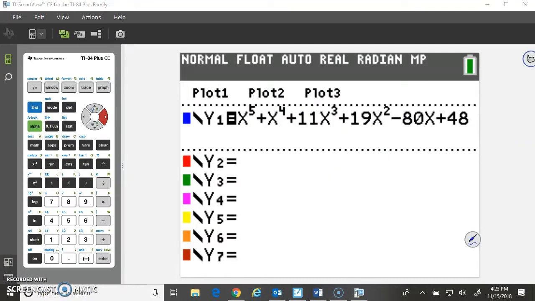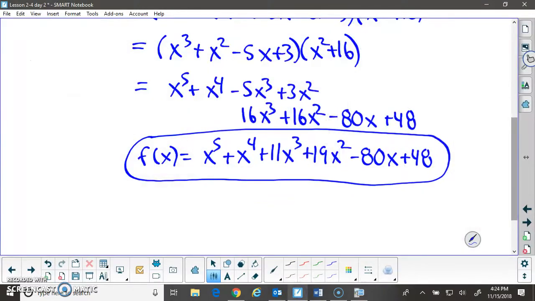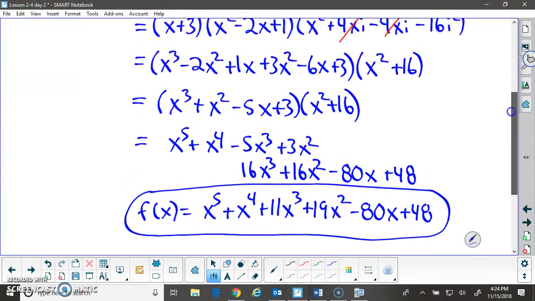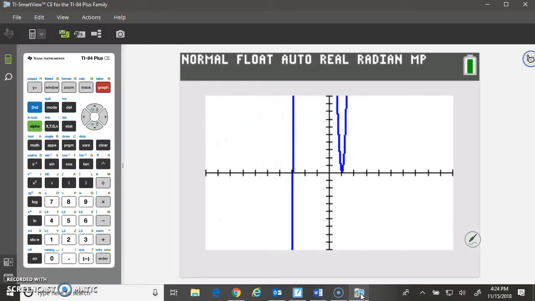Take my result, and if I try to graph it, I get a graph that looks like this. And you can see that we can't see all of the interesting part, but we can see that it crosses at -3, and then it touches at +1. And that lets us know that we did all this algebra right, because the original problem said we'd have a 0 at -3 and a 0 at 1 of multiplicity 2. And that's what this graph is showing us here.